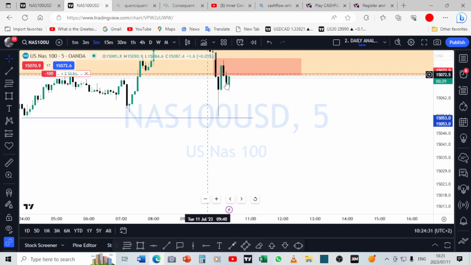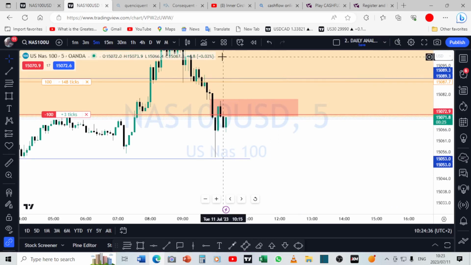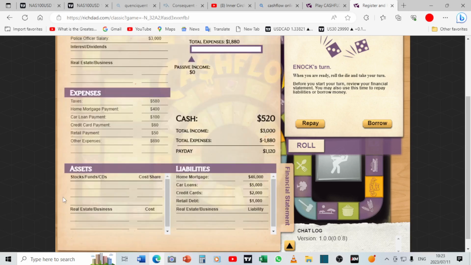I'll keep on checking what is happening here, but if it hits the stop loss, it's still fine. At least we'll gain something on the other side.